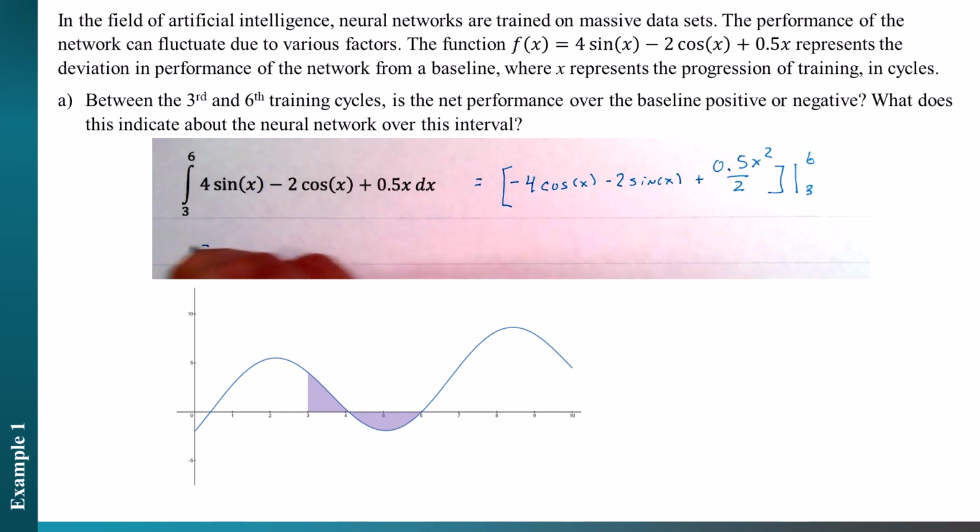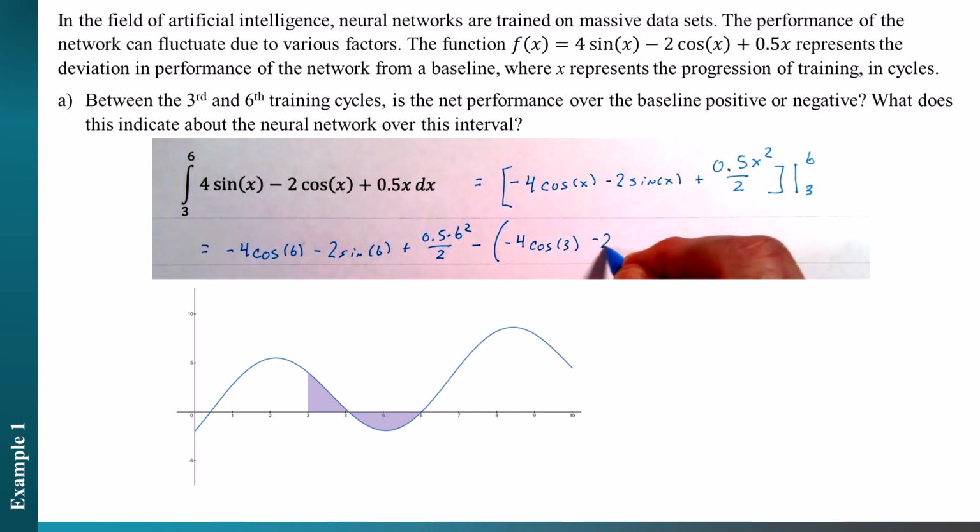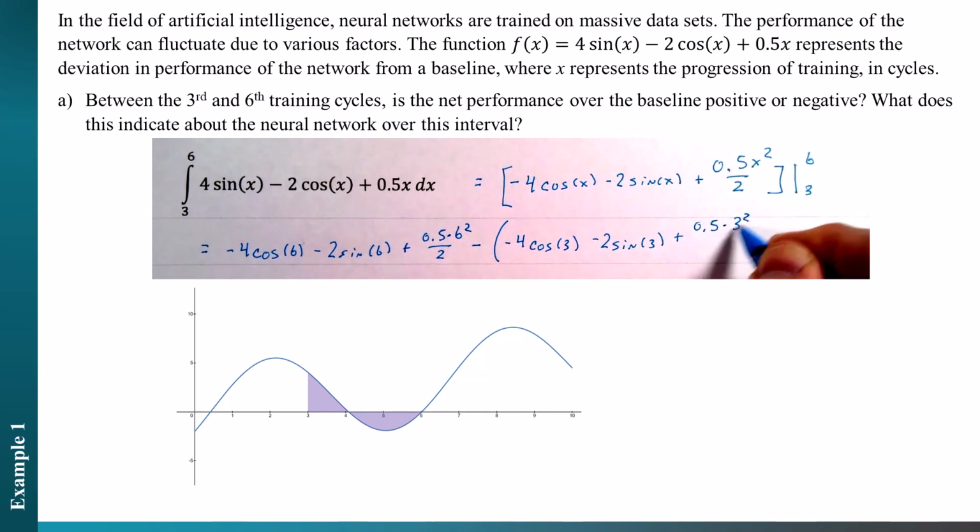We see that what we're going to get here is negative 4 times cosine of 6 minus 2 times sine of 6 plus 0.5 times 6 squared over 2. And we need to subtract, and now we're going to plug 3 into this expression. So we get negative 4 times cosine of 3 minus 2 times sine of 3 plus 0.5 times 3 squared over 2.